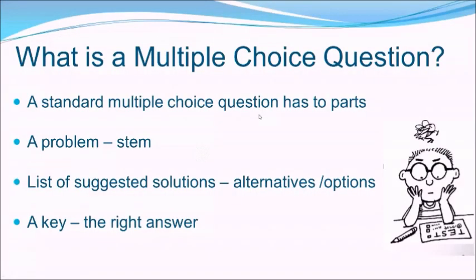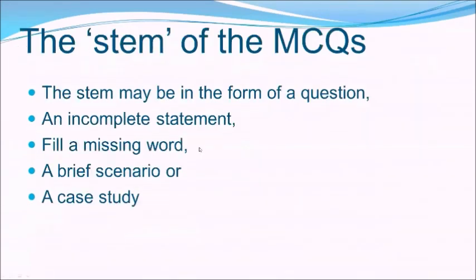What is a multiple choice question? Basically, the multiple choice question has a stem, which is called the problem, a list of suggested solutions, which are called alternatives or options, and the right answer, which is the key. So these three form the multiple choice question.